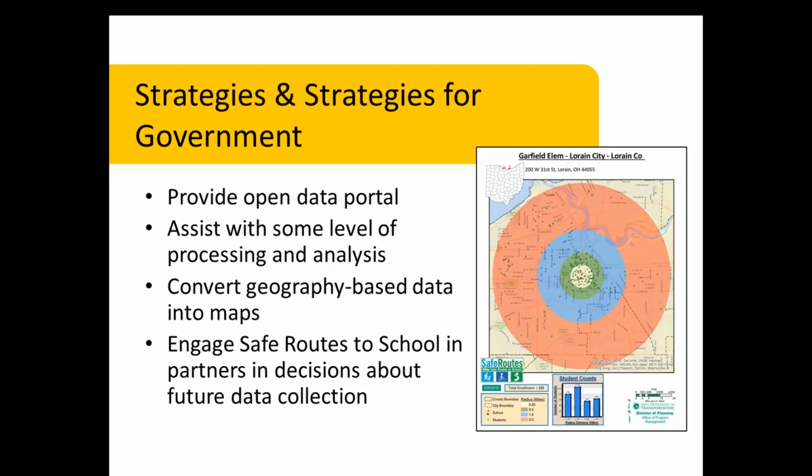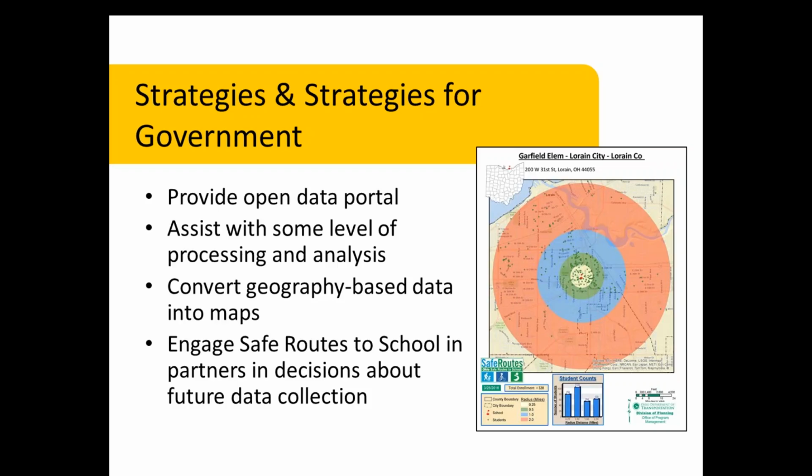One of the things that's really beneficial is being able to convert data into maps if it's geography-based. This example on the right is a proximity map from Ohio, where the State Department of Transportation takes the addresses that are just provided in a spreadsheet by the schools for all the student locations, and then maps it into this proximity map that shows where students are living in proximity to the school. The schools can use this for their school travel plans, as well as developing programs and prioritizing routes.